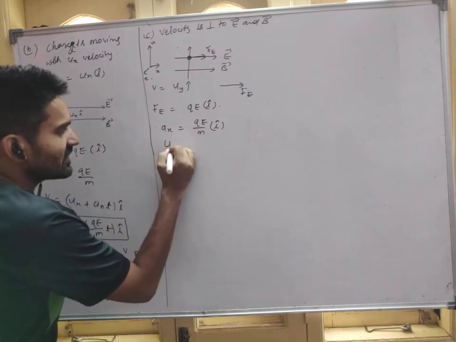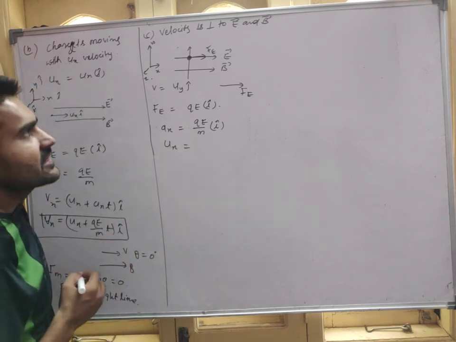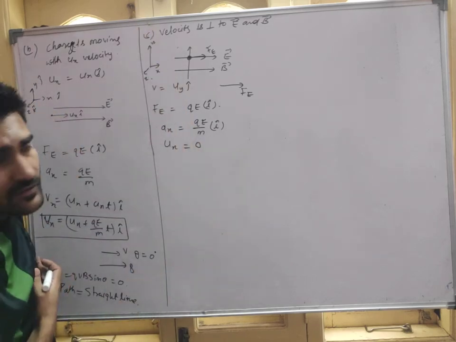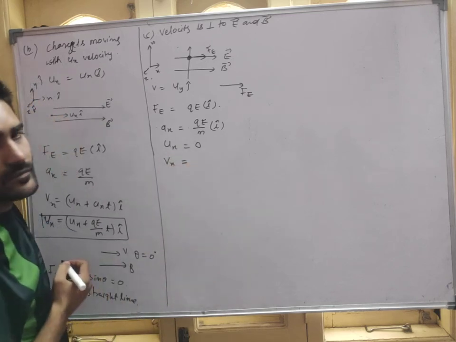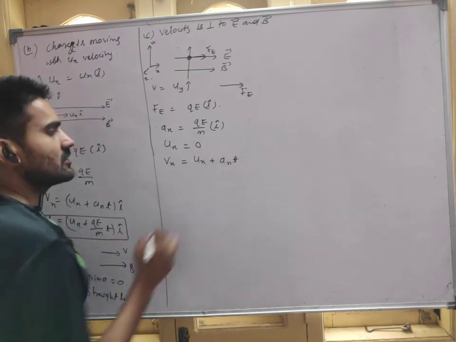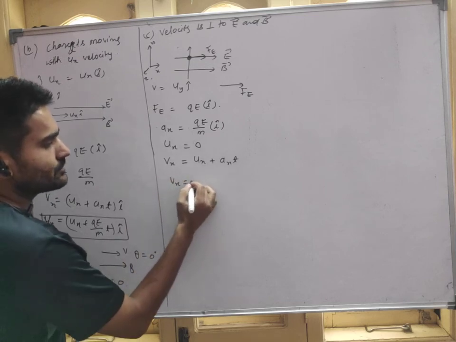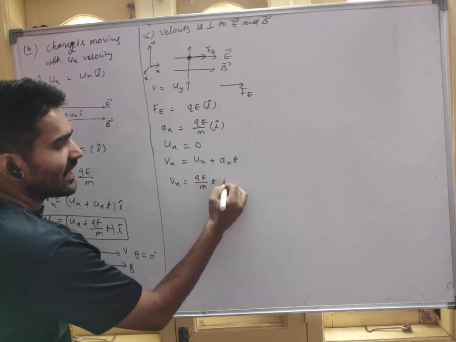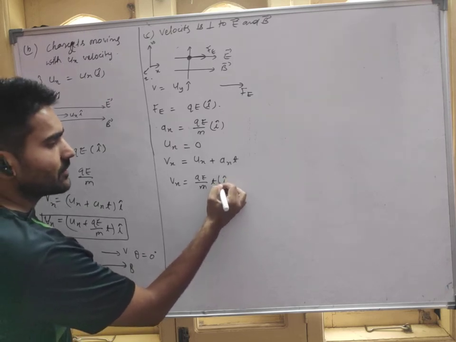What is the initial velocity in x direction? Initial velocity in x direction, I think it is 0. Why? Because initial velocity is in y direction, right? Can you tell me what will be the velocity in x direction then? That is ux plus ax into t. Yes or no, guys? So can I say vx is equal to qE by m into t, in i cap or j cap? I cap it will be.